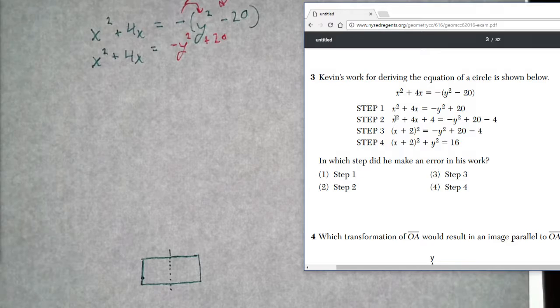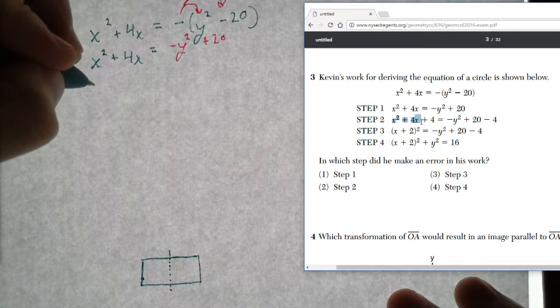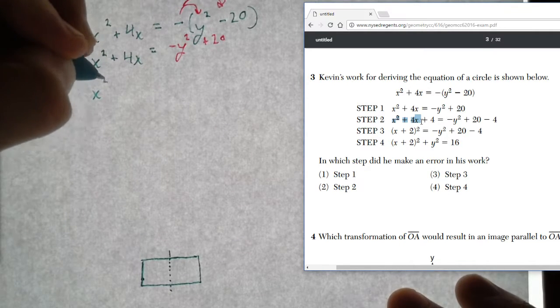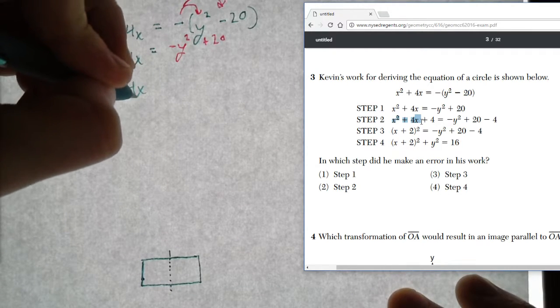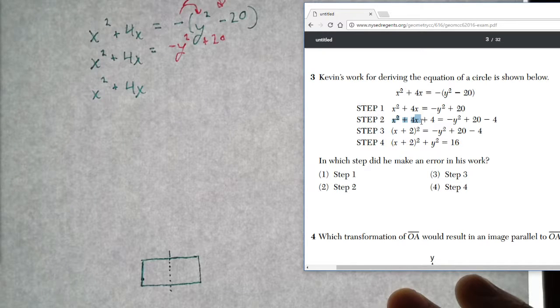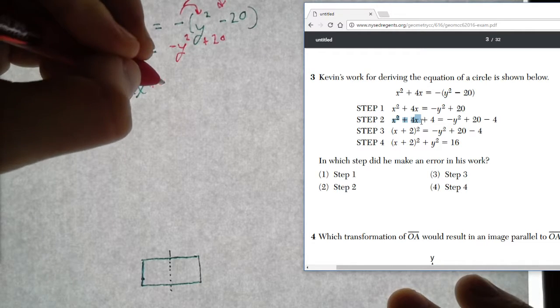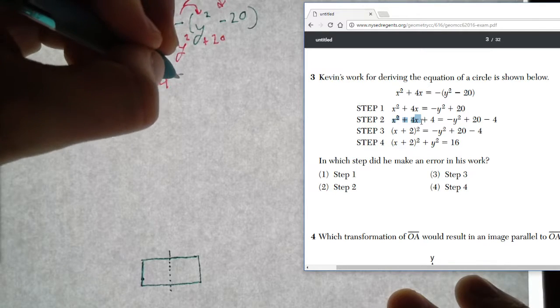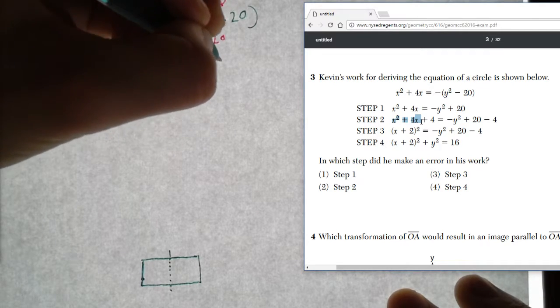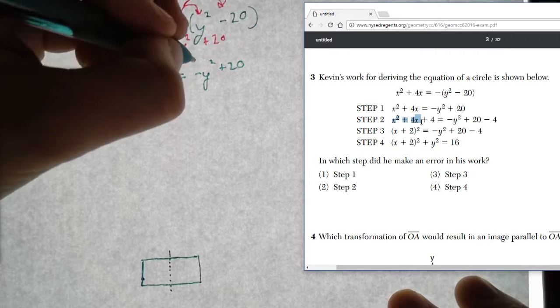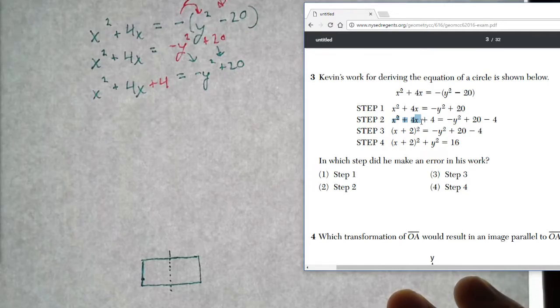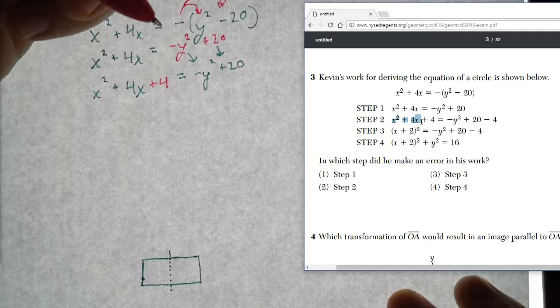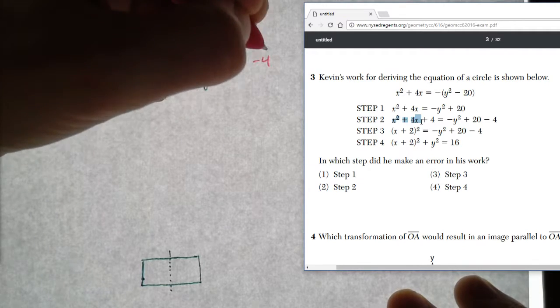In step 2, he kept this part the same, so I'll bring this down in blue. X squared plus 4x. Then he added an extra 4 on this side. This all stays the same, equals negative y squared plus 20. This all just came down. I'm switching it to blue now. And then this time he did minus 4.